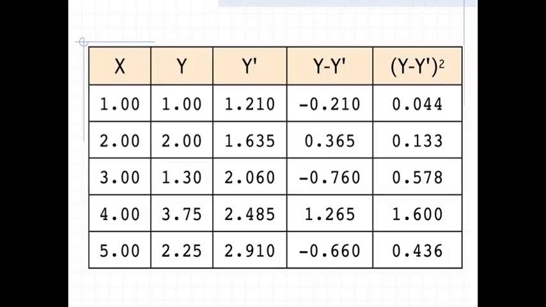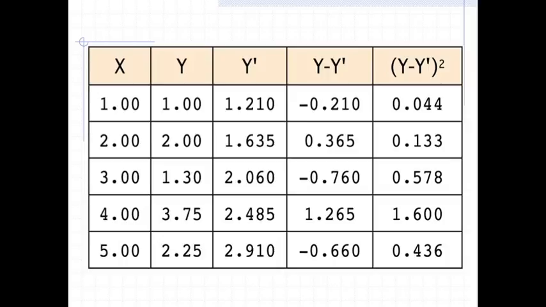The error of prediction for a point is the observed value of the point minus the predicted value. The predicted value is the value on the regression line. This table shows the predicted values, y prime, and the errors of prediction, y minus y prime. For example, the first point has an observed y of 1.0 and a predicted y of 1.21. Therefore, its error of prediction is negative 0.21.